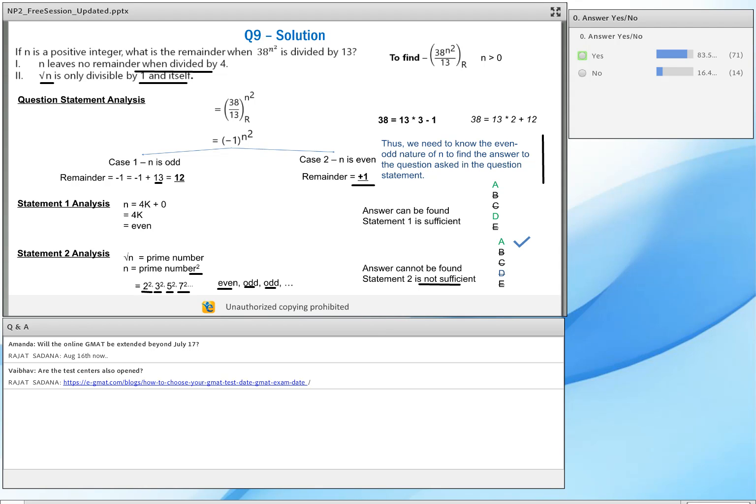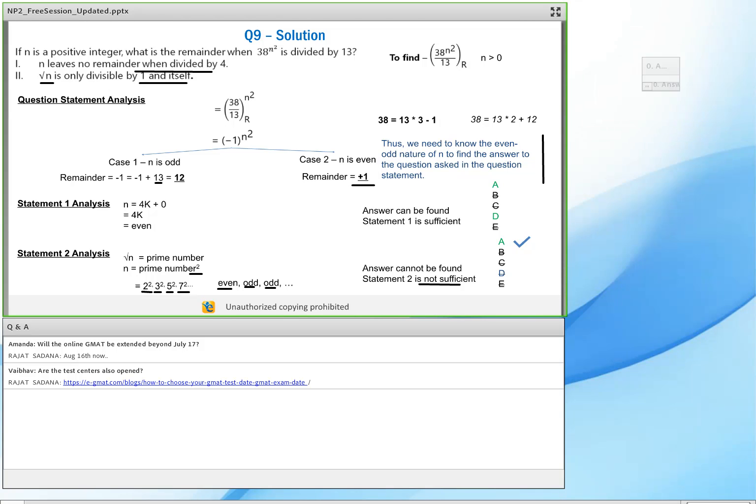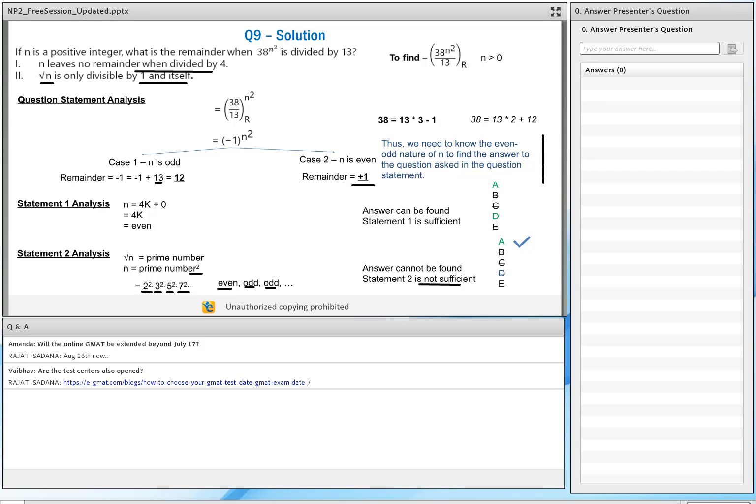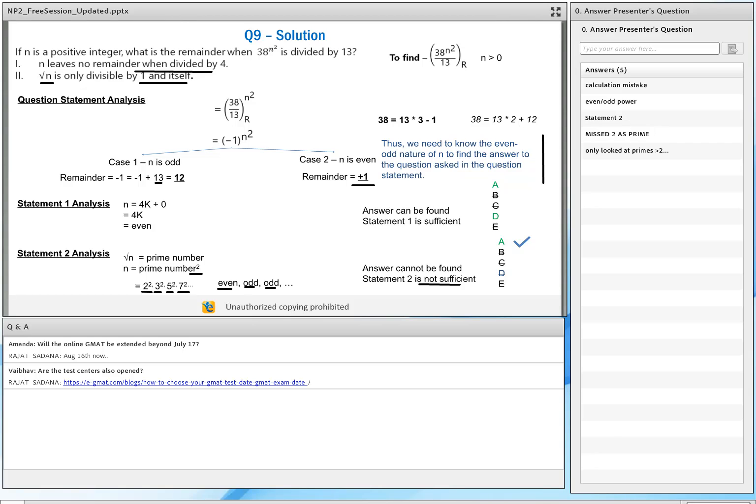So where did you make a mistake despite doing all of that processing? Can you solve any questions on remainders now? You should be able to solve most questions on remainders that are there. You tried determining n. Missed 2 as a prime. Okay, calculation mistake, even odd power.